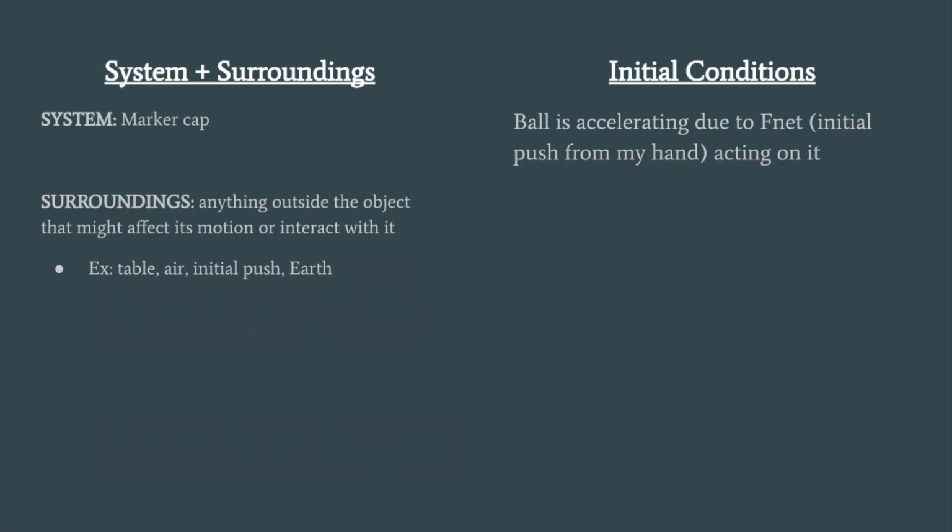Our system was the marker cap, and the surroundings was anything outside the object that might affect its motion or interact with it. For example, friction from the table, air resistance, or the initial push from the hand that pushed the marker, or even the force of gravity from Earth. Our initial conditions were that the object was accelerating due to the net force, which is the initial push from my hand acting on the object.